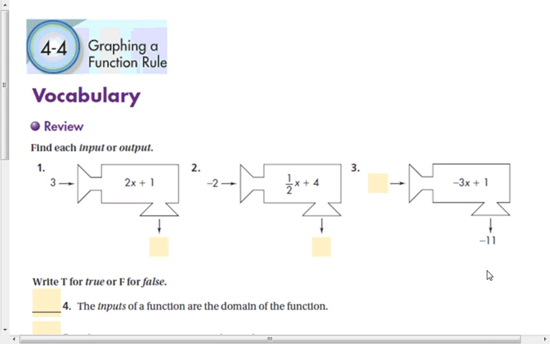Hey students, this is lesson 4.4, graphing a function rule. In this lesson, we are going to learn how to graph equations that represent functions. Go ahead and do the review here. There's a couple of very important vocab words along the way, so make sure you take note of that.